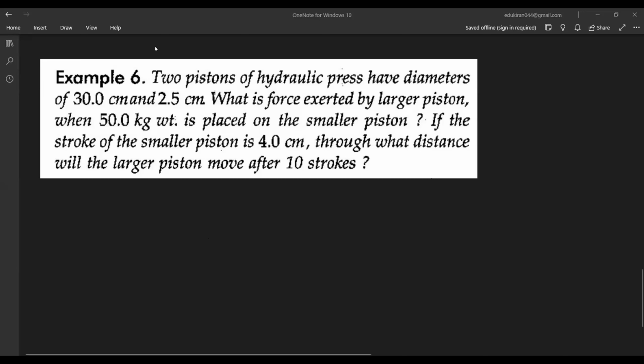See, this question says that two pistons of a hydraulic press have diameters 30 centimeters and 2.5 centimeters. The question is you have to calculate the force exerted by the larger piston when 50 kg weight, which means you have to convert this into Newton, is placed on the smaller piston.